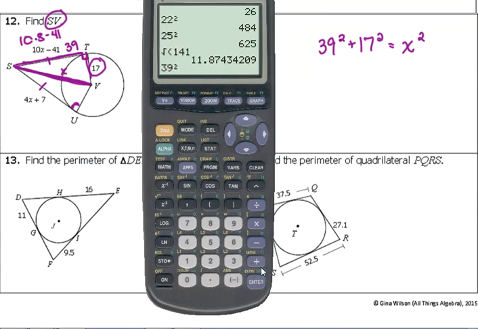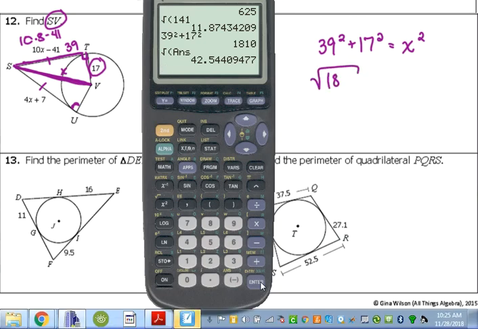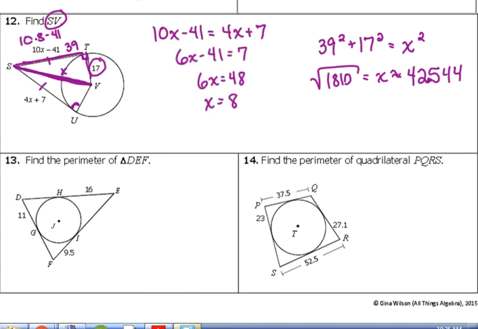So 39 squared plus 17 squared, 1810. Hopefully you definitely know that's not the answer. We got to take the square root. That's approximately 42.544. If we check it, makes sense. That is longer than the two legs, 39 and 17. 42 is longer, which it should be because it's the hypotenuse. All right, almost done.